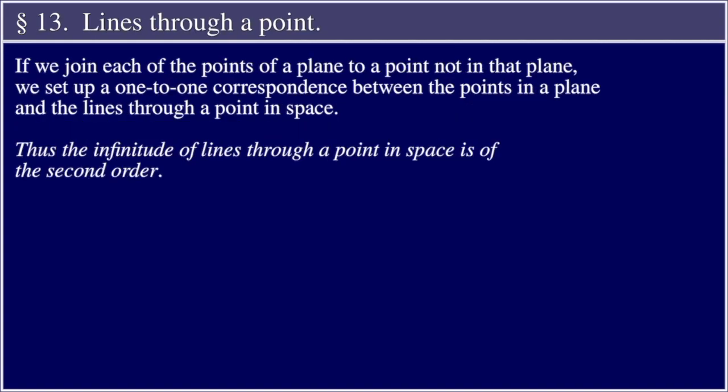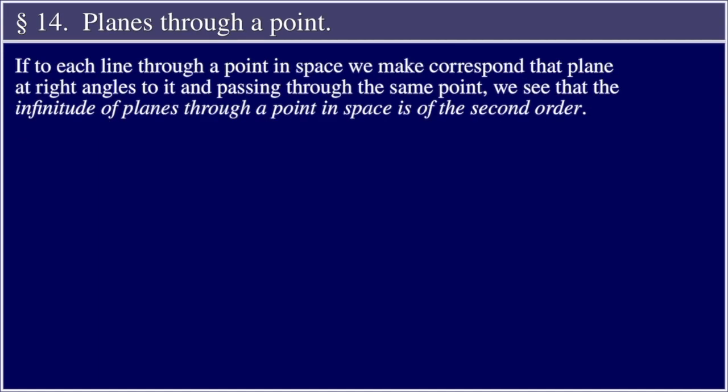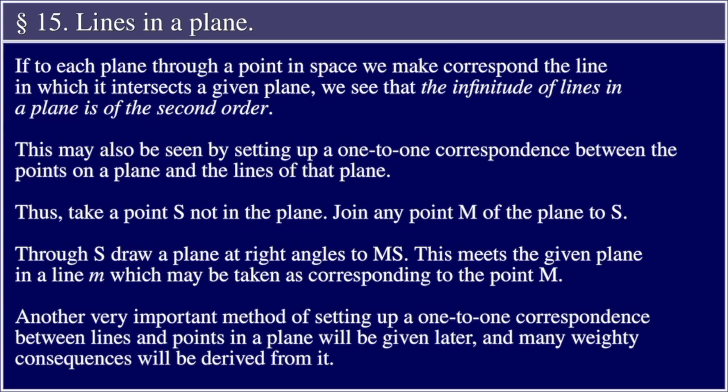Section 13. If we join each of the points of a plane to a point not in that plane, we set up a one-to-one correspondence between the points in a plane and the lines through a point in space. Thus, the infinitude of lines through a point in space is of the second order. Section 14. If to each line through a point in space we make correspond that plane at right angles to it and passing through the same point, we see that the infinitude of planes through a point in space is of the second order.